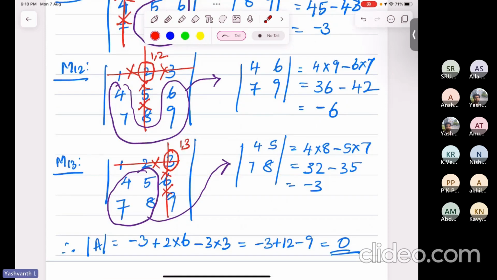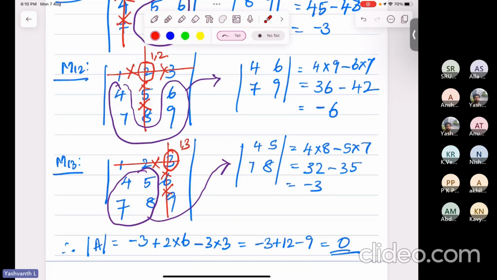Similarly, M13 is given by deleting the first row and the third column, and the remaining matrix is 4, 5, 7, 8. Write it as it is here. Expanding the determinant: 4 times 8 minus 7 times 5 equals minus 3.